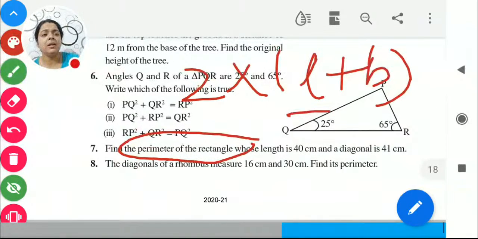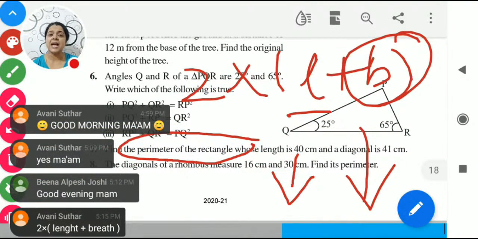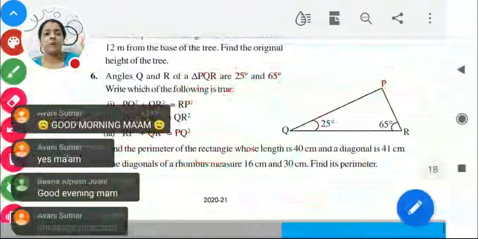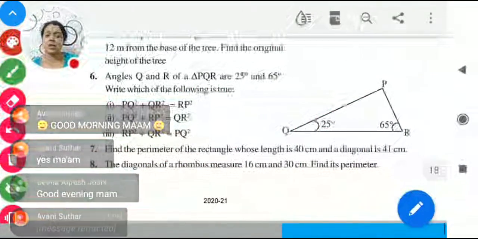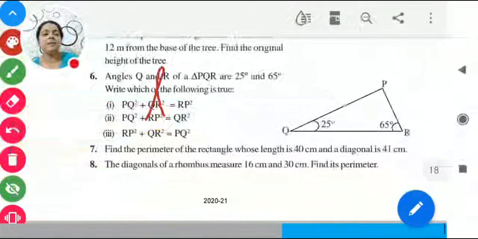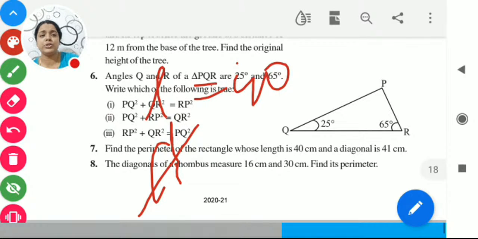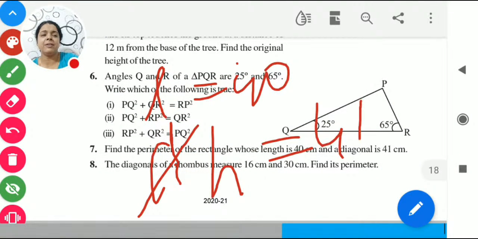Right? L is given, that is 40 centimeter. But here diagonal is given. Instead of base, diagonal is given. That's perfect. So instead of base, we are given here the diagonal. So we know your formula was completely correct. So here L is given 40 centimeter, and diagonal means which you call as H. For you, H is given 41 centimeter.